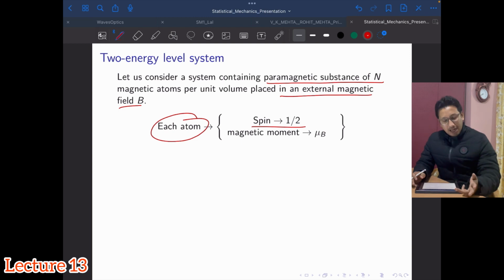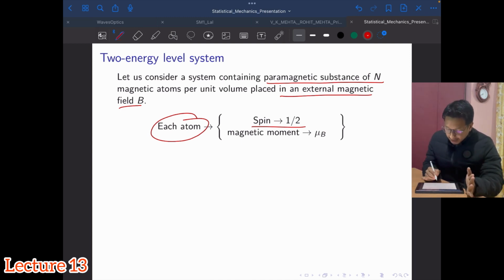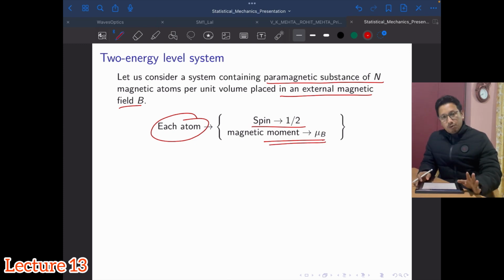Since we have spin half, whenever I place it in a magnetic field, the magnetic moment of these atoms will align either parallel to the external magnetic field or anti-parallel. And each atom has a magnetic moment mu b. Let's take mu b as the magnetic moment of each atom.